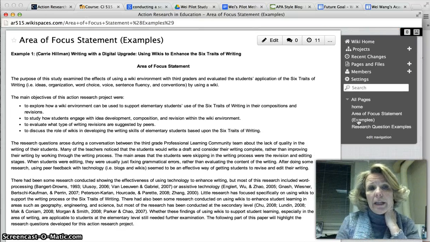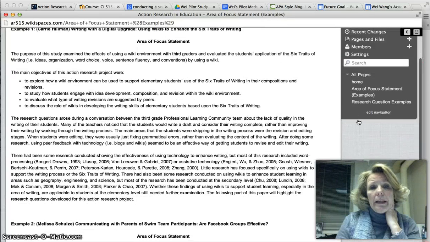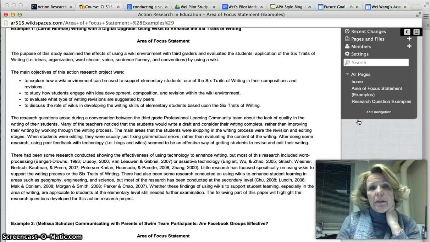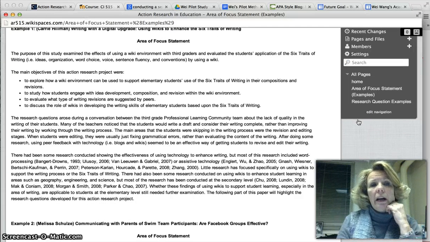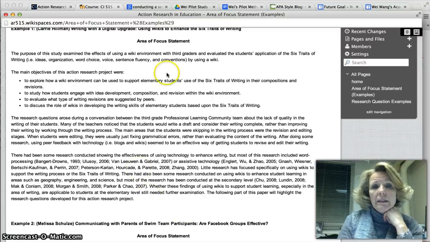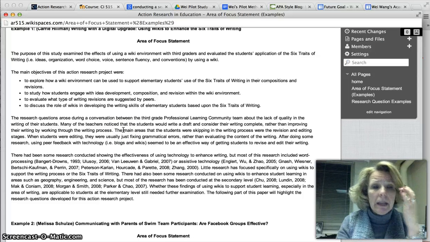First one is from Carrie Hillman. She's actually now a technology coach in Olwine, but at the time she was a third grade classroom teacher, and so she did hers on her third graders using a wiki environment to write. So this is her area of focus statement. Again, really good. Notice that she has pulled in some of her research in this focus statement.